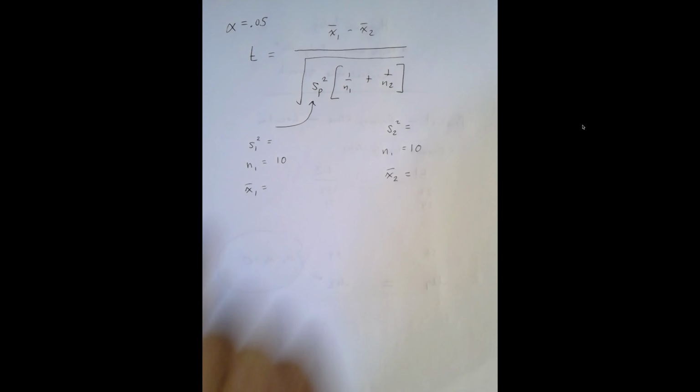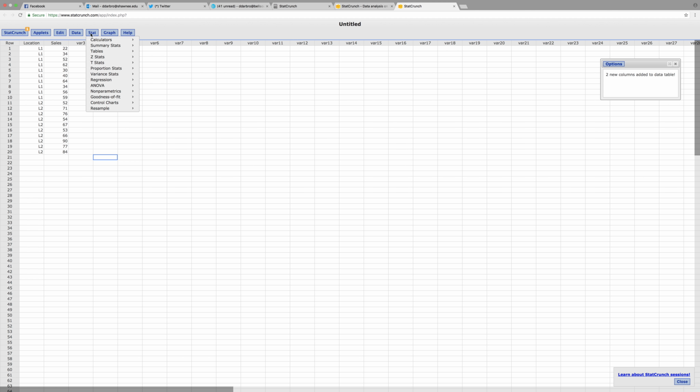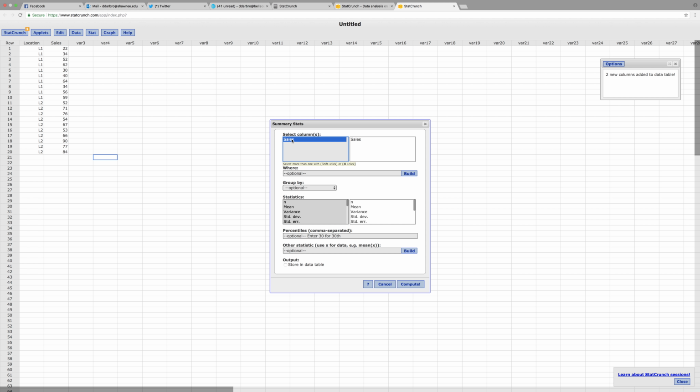Let's get the sample mean and the sample variance. It's super easy to do with technology. So I'm going to go to Stat, Summary Stat, Column. So I want for sales, and I want the variance, and I want the mean, but I want to group by my location. Now I have to group by my location because if I just put sales up here, that's going to give me the mean and sample variance of all 20 numbers. I don't want the overall mean. I want the mean according to the location, so I need to group by the location here. So guys, just hit compute.